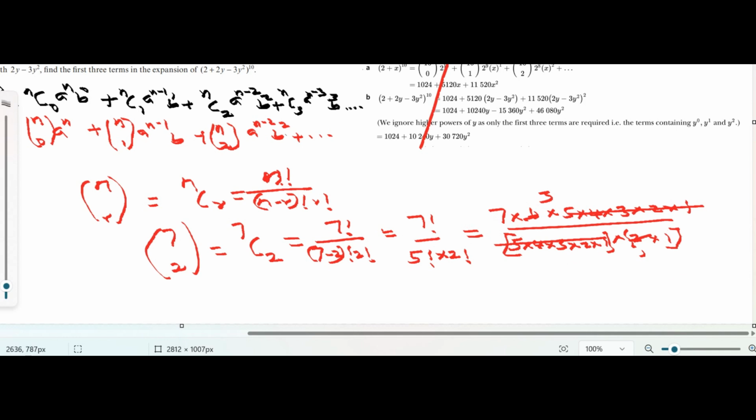So we have 21, meaning that 7 combination 2, or 7C2, is still the same thing as 21. You can evaluate it straight up on your calculator. So please, that is how to do it.